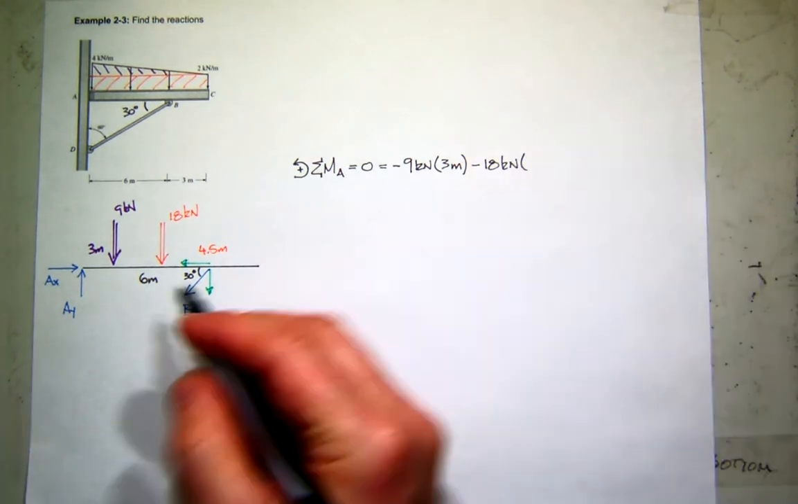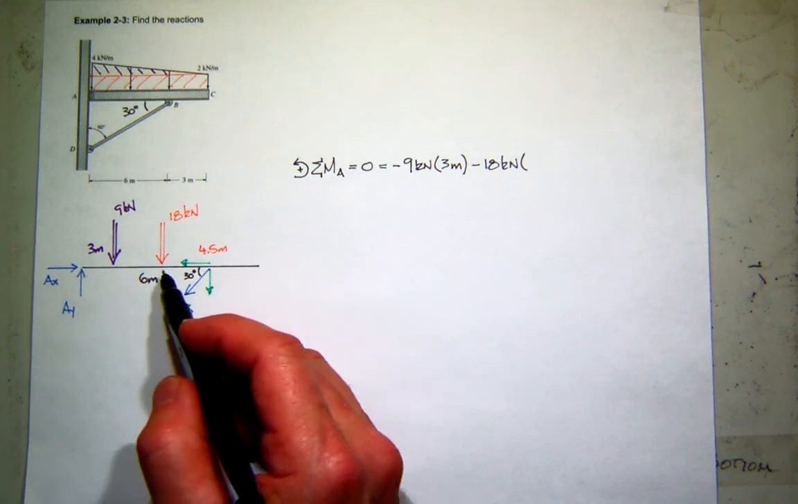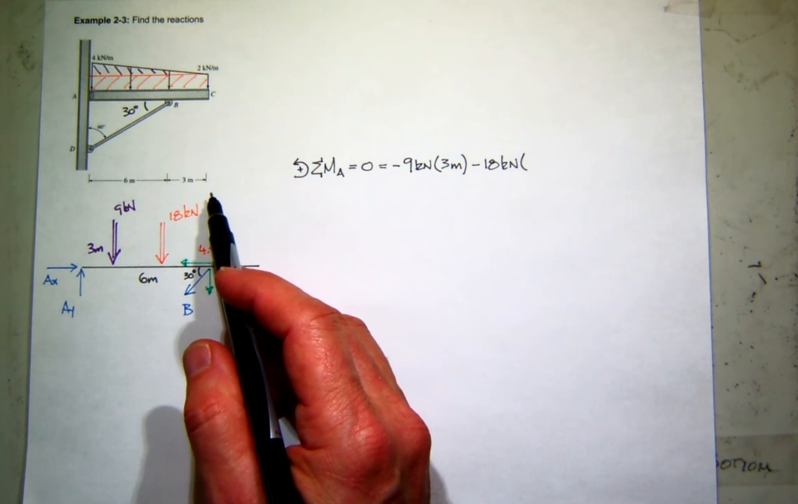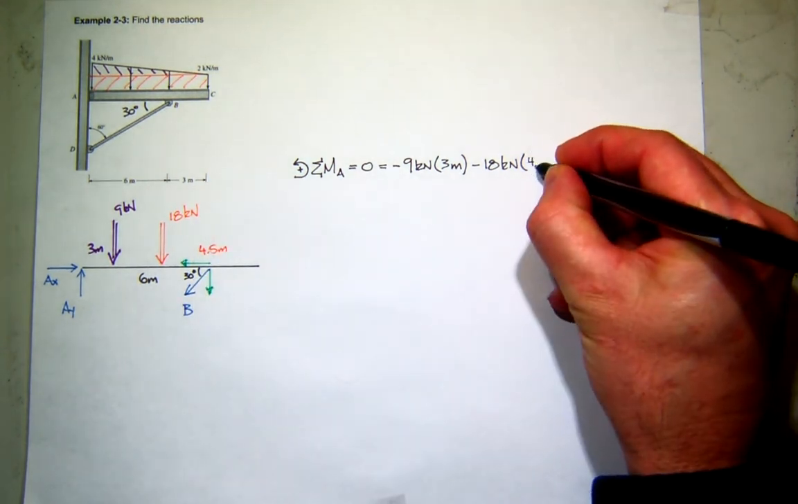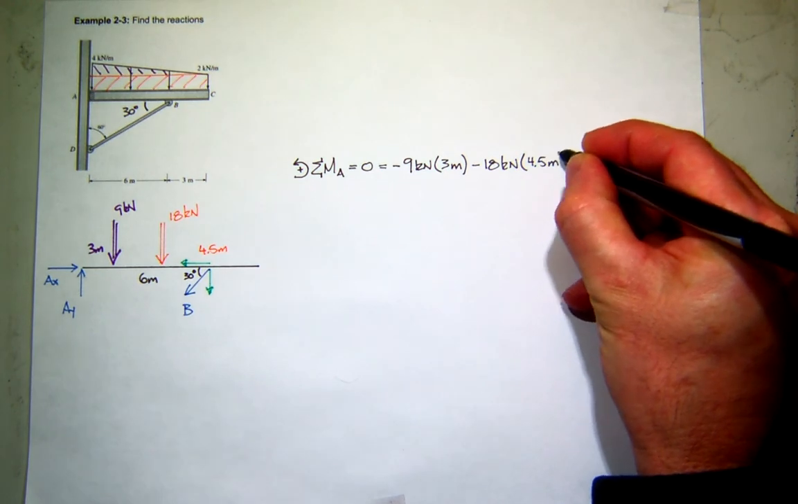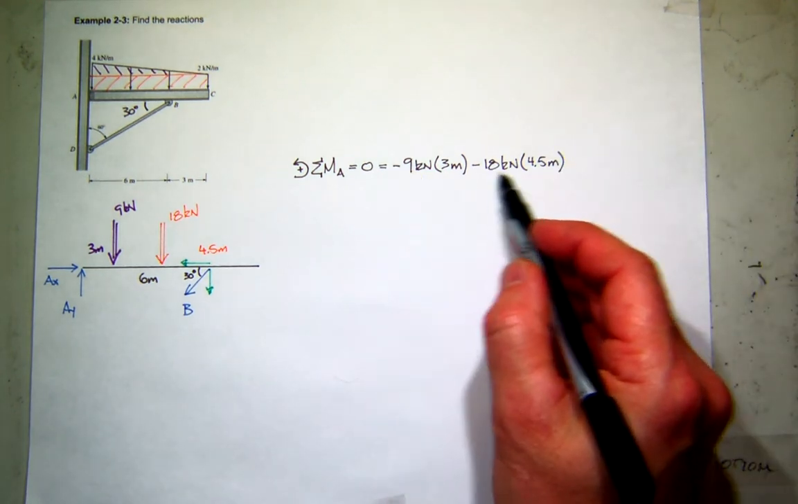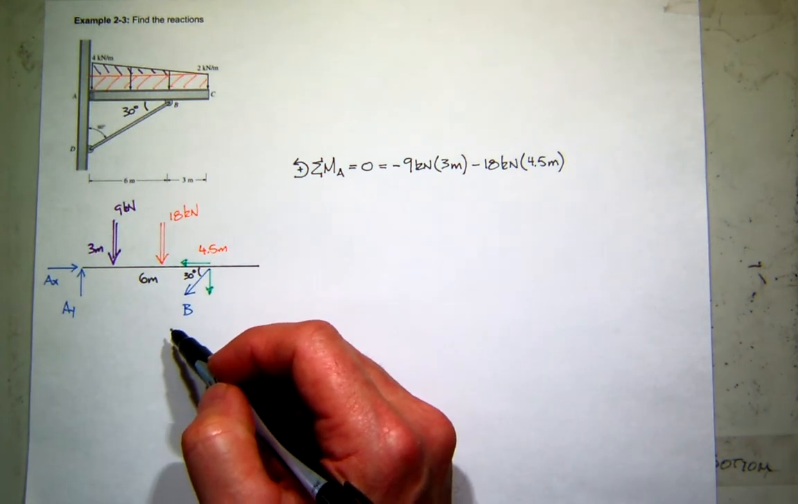I haven't done this one, but we can probably figure it out. I know the distance from A to here is how far? Half the total distance. Half the total distance is 9, half of that is 4.5. So this should be 4.5. That's the moment of the first force, the triangular force, and there's the moment of the rectangular portion. So what am I left with?